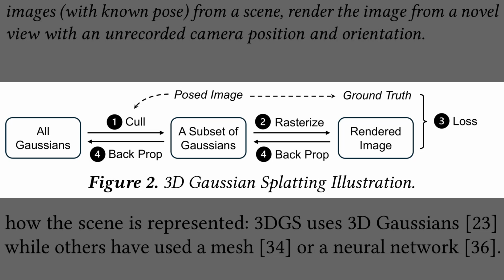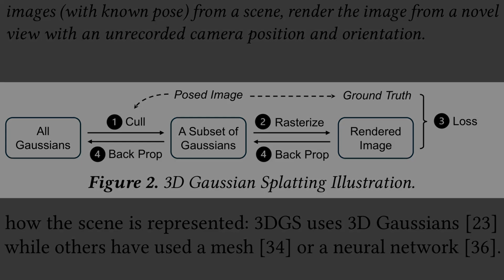Okay, Table 1 emphasizes where memory sits, and Figure 2 shows the end-to-end 3D Gaussian splatting training loop. The pipeline starts with all Gaussians, where Step 1 performs culling to choose only those inside the camera frustum. The middle block rasterizes that subset as Step 2 to produce a rendered image. A loss compares the rendered image with the posed ground truth, and Step 4, backpropagation, updates the Gaussians.